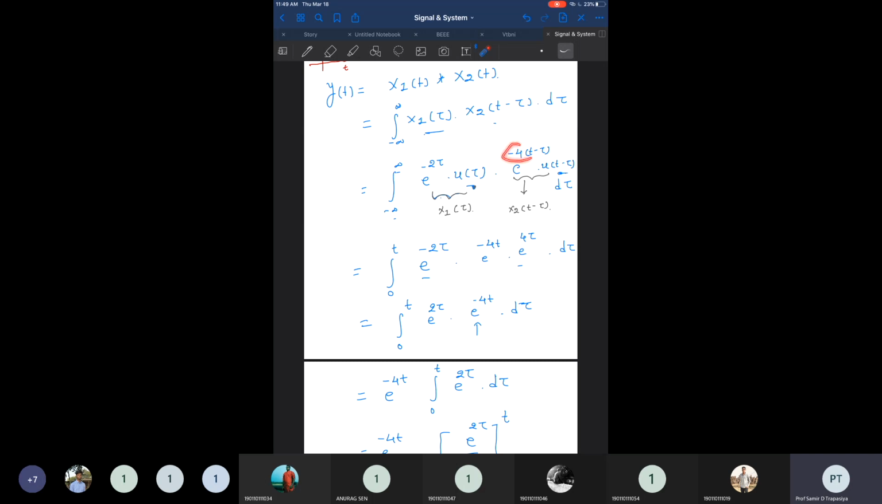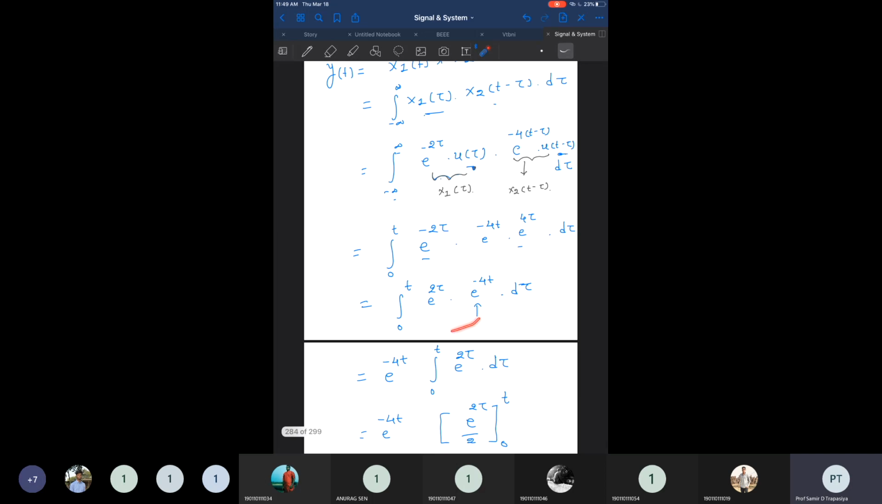If we separate this, it is e raised to minus 4t and minus minus plus, so e raised to 4 tau. Now this integration is with respect to tau. The terms which do not contain any terms related to tau can be separated out. So we can kick out the term e raised to minus 4t from this integration, right? Because it doesn't contain any impact of the variable tau.